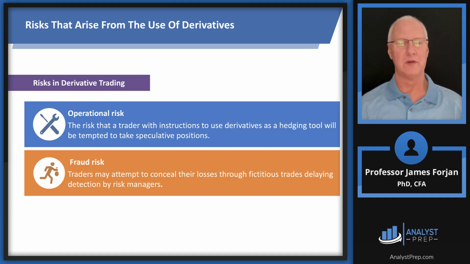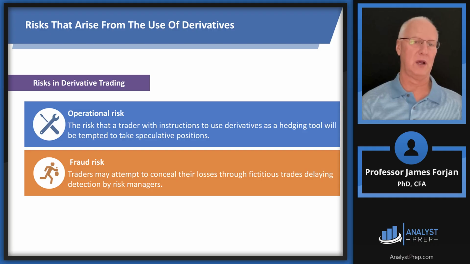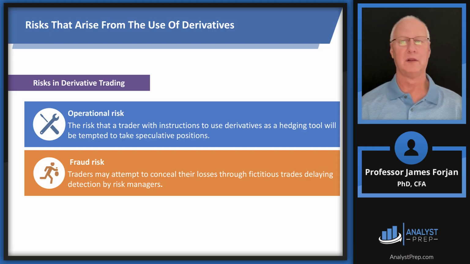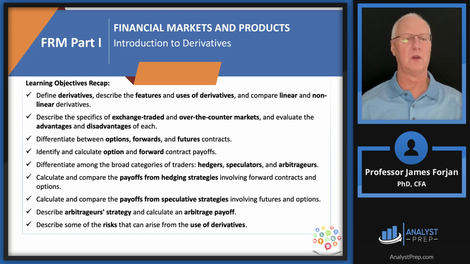Operational risk. Remember, this was a definition that GARP gave us all the way back in Book 1, Chapter 1. There are some examples inside the chapter of traders who are doing all sorts of things that they shouldn't be doing. And then fraud. So that takes us through all of the learning objectives.